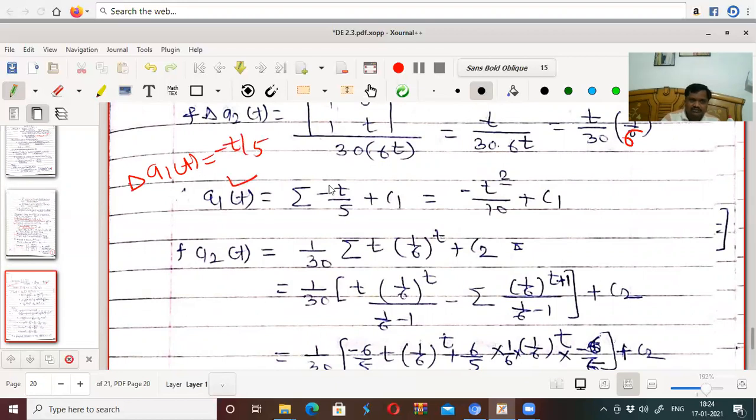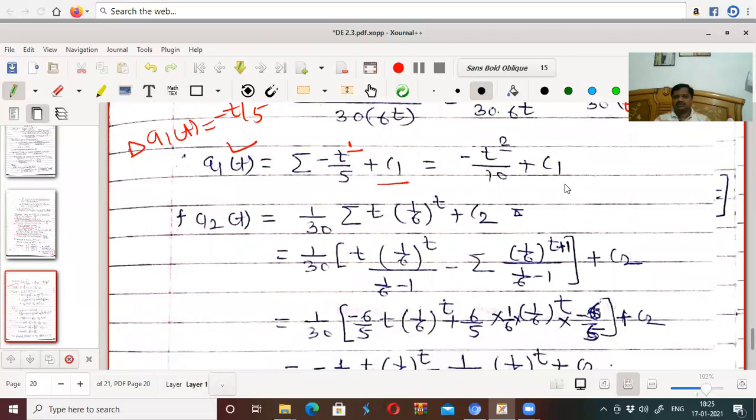So a1(t) becomes the summation of minus t by 5 plus an arbitrary constant c1, which is equal to, as minus t means, it is t to the falling 1. So its summation gives 1 by 5 as it is, minus 1 by 5 as it is, summation of t to the falling 1 is t to the falling 2 upon 2. So 5 twos are 10. So minus t to the falling 2 upon 10 plus some arbitrary constant c1.